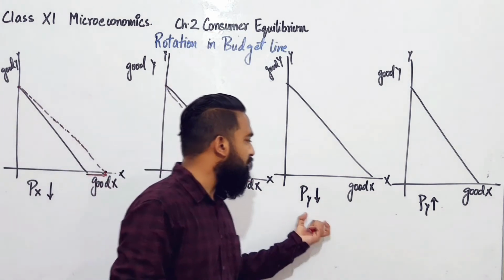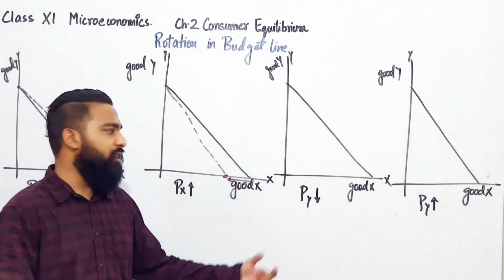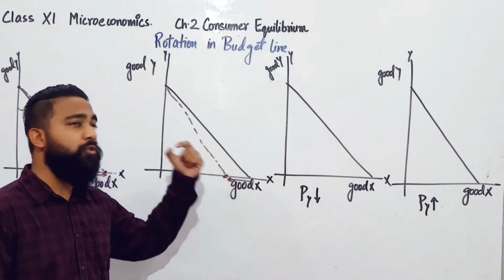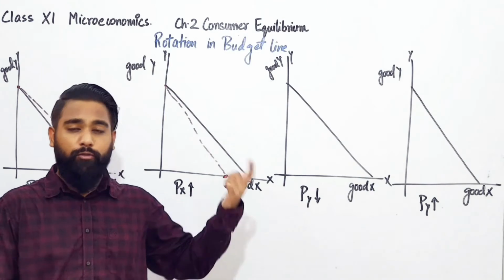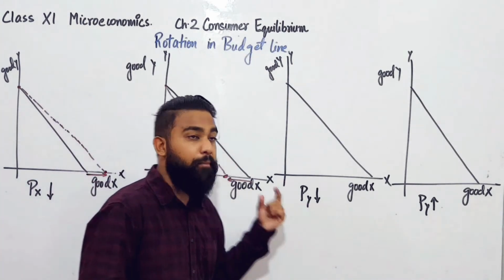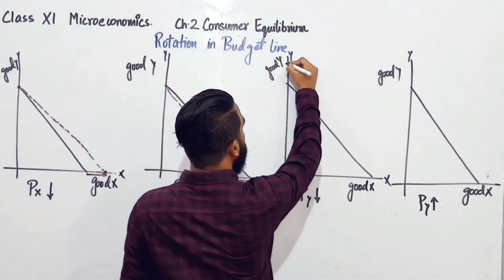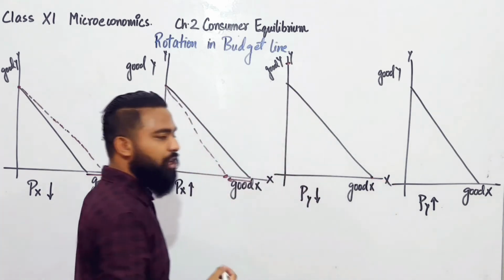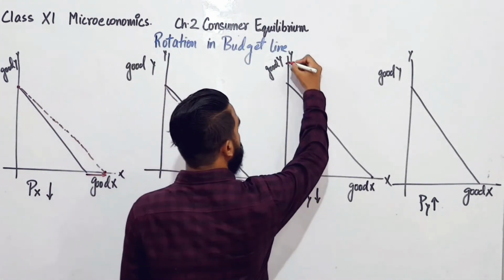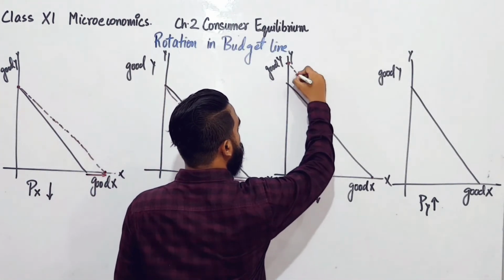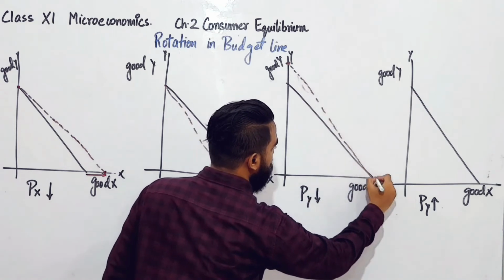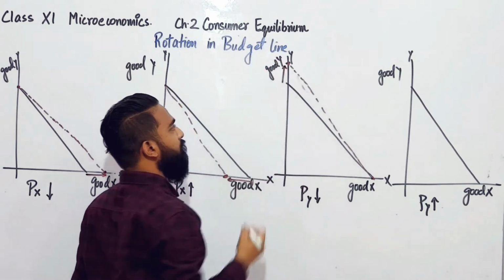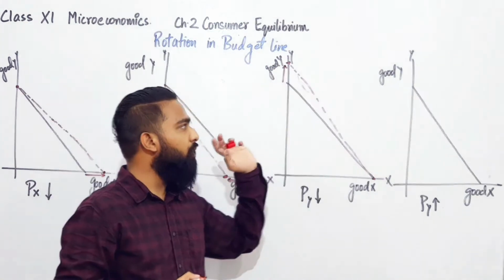Fine. Now, what happens when the price of good Y decreases? When the price of good Y decreases, it means you can buy more of good Y. So the quantity increases, but the quantity of good X will remain the same because there is no change in the price of good X. So there will be a rotation in the budget line like this. You have increased from this point to this point. Rest, good X is constant.